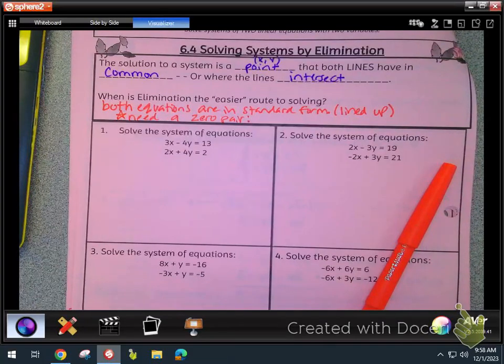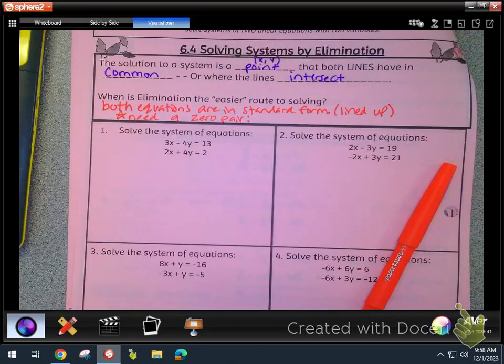And that's what's going to make this, I think, a little more challenging, is figuring out how to get the zero pair. But we'll work on that over the next 2 days. And then once you have that zero pair, you end up adding up your equations, and one of your variables zeroes out, eliminates out. Okay, that's the big picture of it.